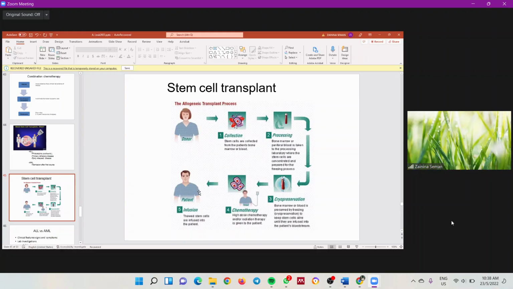Because we have to assess the patient, and we have to kill all the leukemic cells, in which you can imagine we need to empty the bone marrow, so we have to give really heavy chemotherapy to the patient. We empty the bone marrow, and only then is the patient ready to receive the healthy stem cells from the donor, and then we transfuse them into the patient.